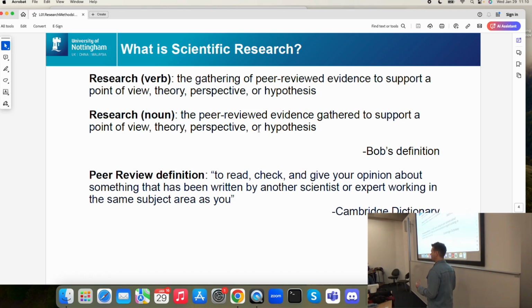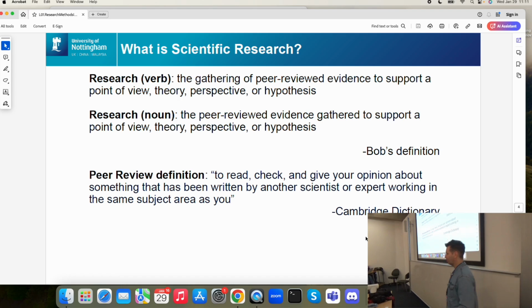So it's a slight variation of the definition of research. The only difference is this one phrase, peer-reviewed evidence. Peer-reviewed is the only difference between research and scientific research. And then we have to look up, well, what does peer-reviewed mean, right? Peer-review: to read, check, and give your opinion about something that has been written by another scientist or expert working on the same subject area as you.